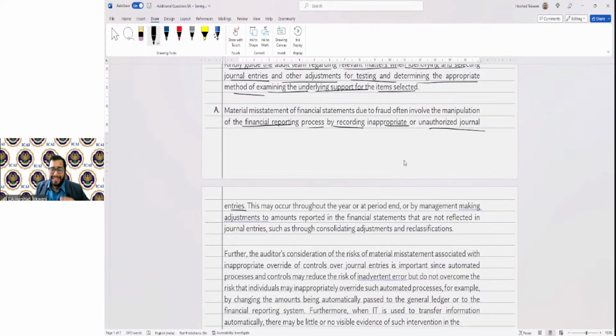Now, these can occur throughout the year or at the period end. There is no particular fixed time, but this may occur throughout the year or at a particular period end, or by management making adjustments to the amounts reported in the financial statements that are not reflected in the journal entries, such as consolidation adjustments or reclassifications. It means they are not there in your books of account, but over and above that, they are passed by the management.